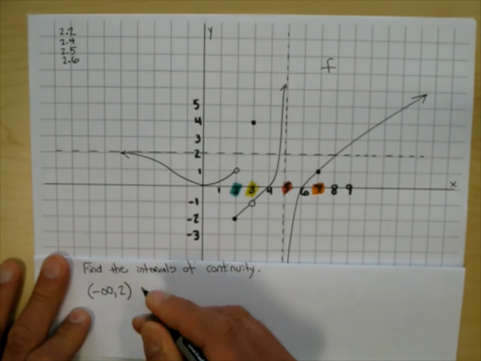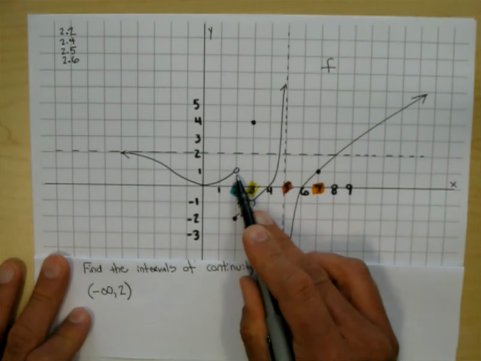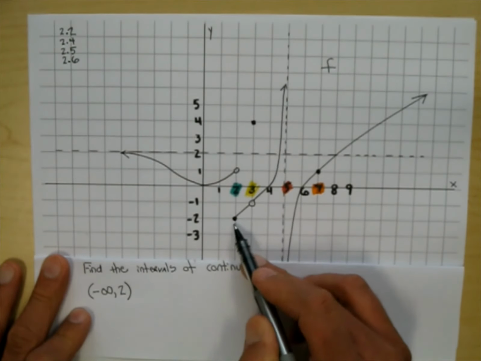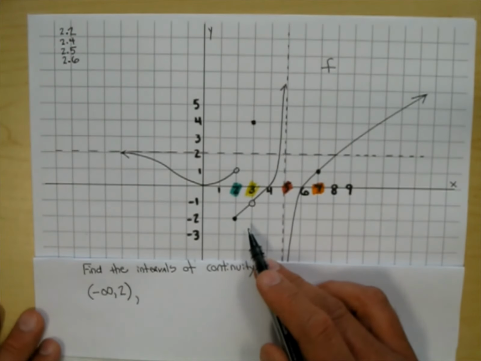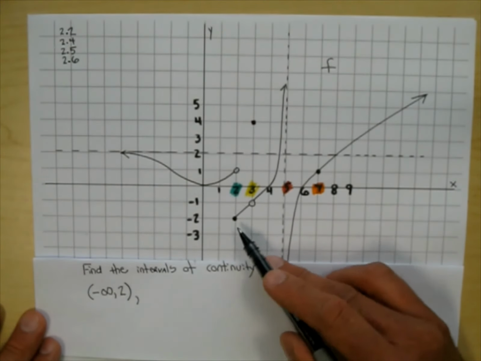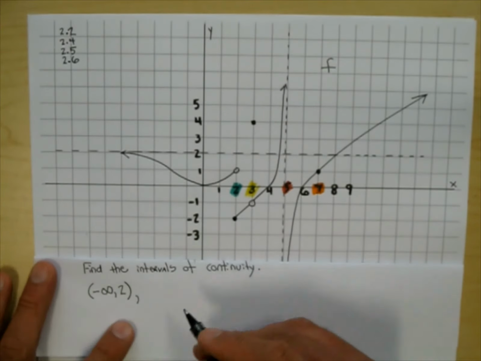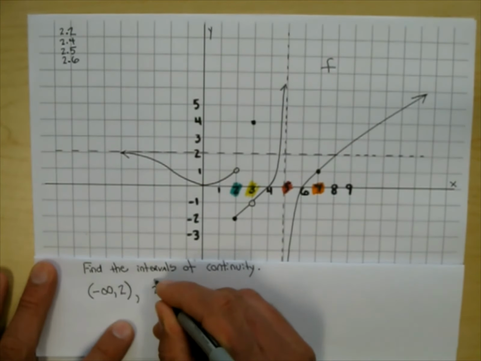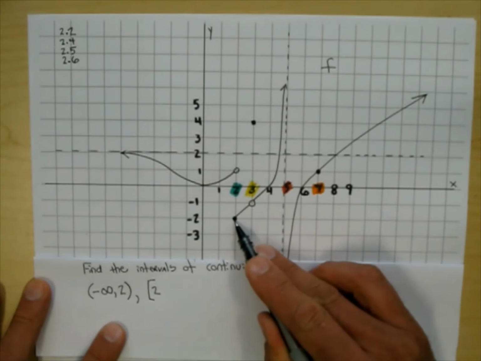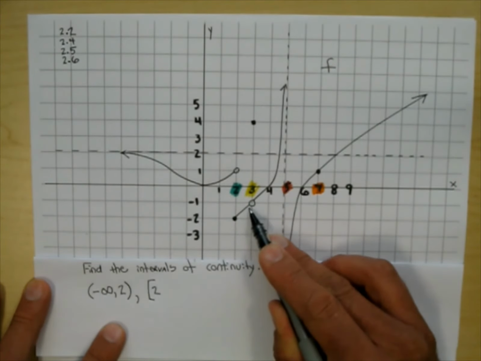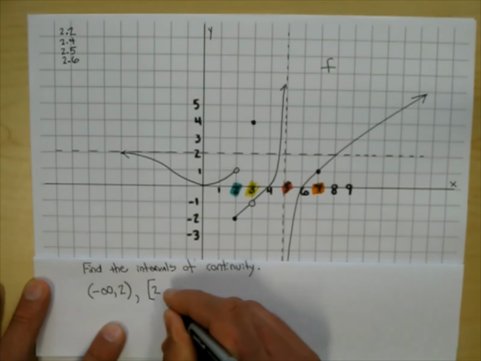We put a parenthesis there because you've got to lift your pencil. There's nothing at 2 there. It's down there. Comma. The next interval of continuity happens to be from 2 to 3. Now here's the funny part, is we are going to put a bracket at 2 because you can actually draw that point in right at 2 and start going without lifting your pencil, and you go to 3.